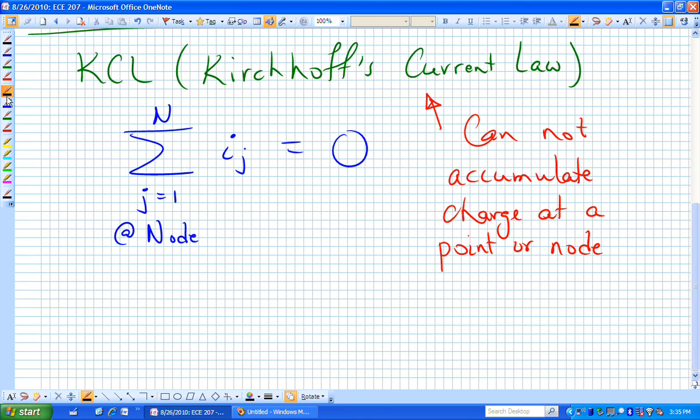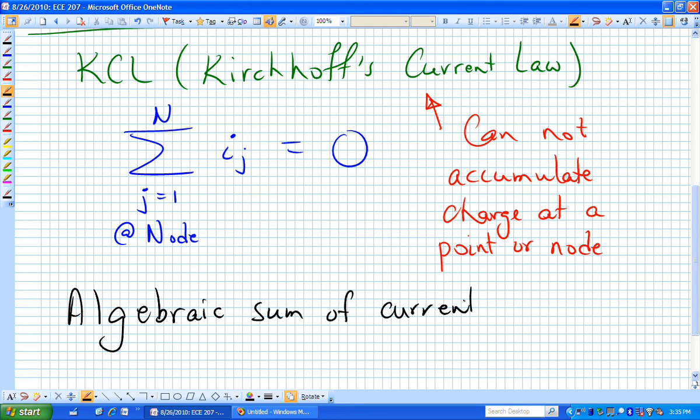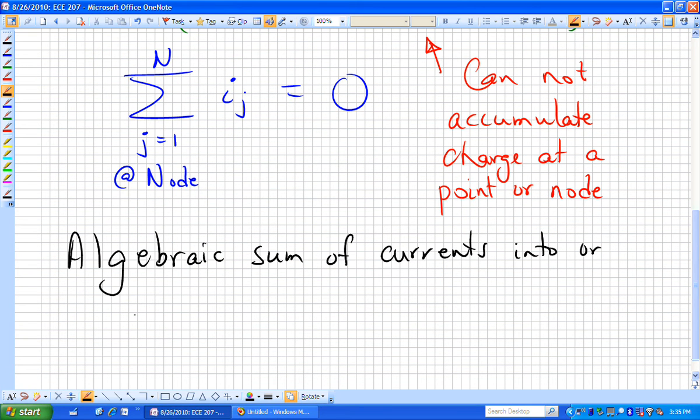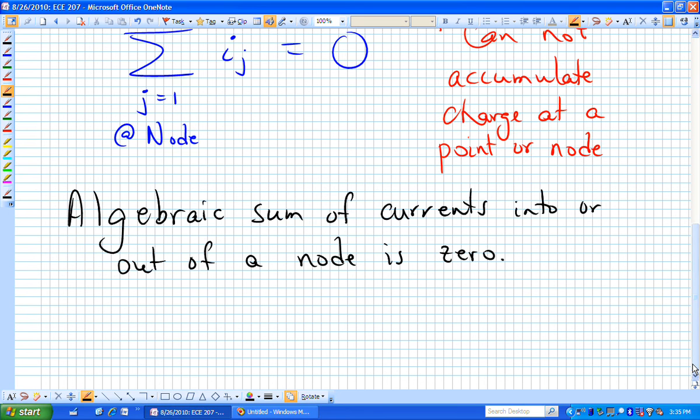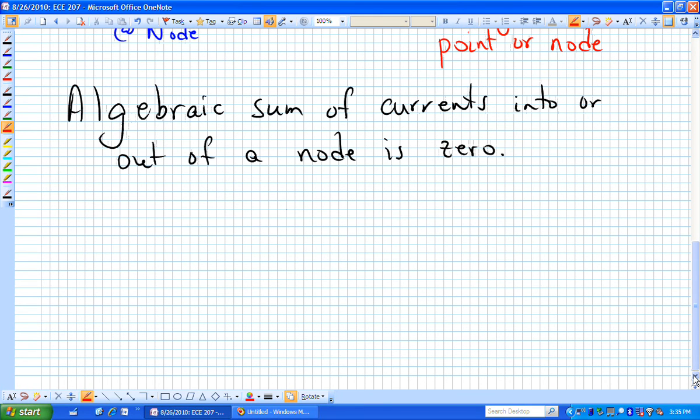In words, what we're saying is that the algebraic sum of currents into or out of a node is 0. Let's, with some examples, try to get us comfortable with this concept of node, or what is a node.